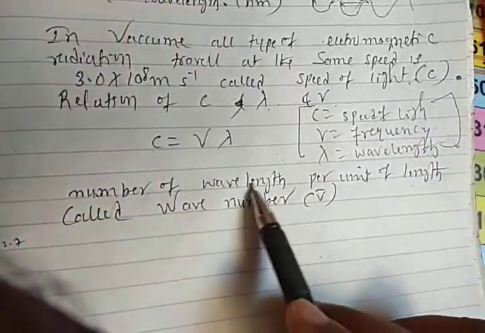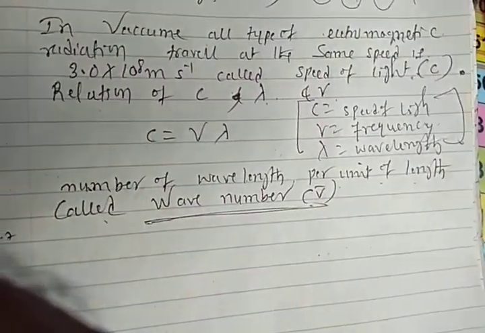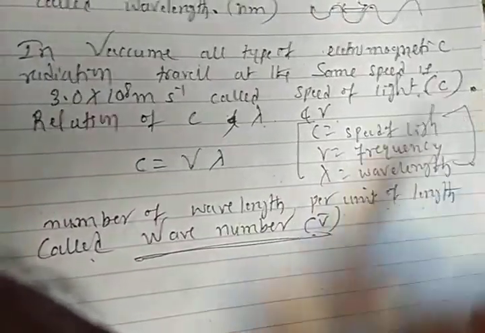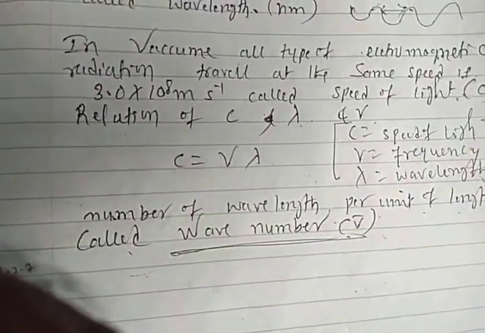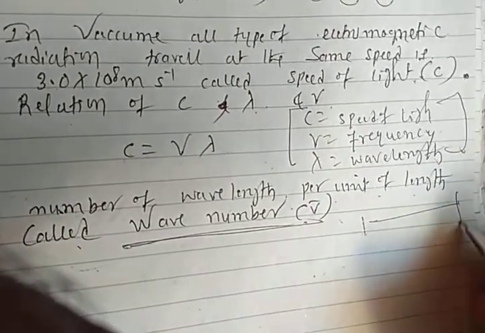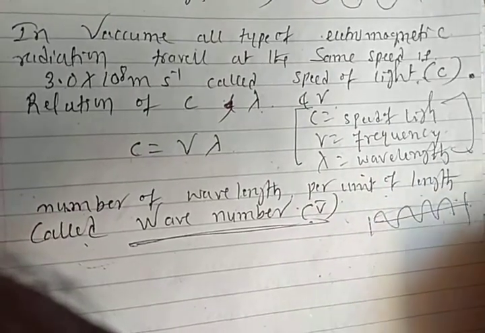The number of wavelengths per unit length is called the wave number. In 1 meter, how many waves exist, that we call the wave number.